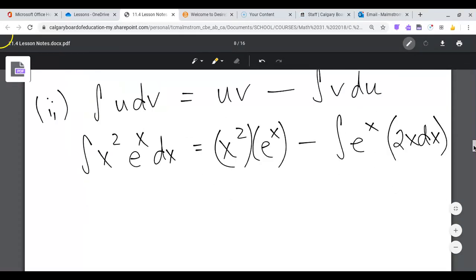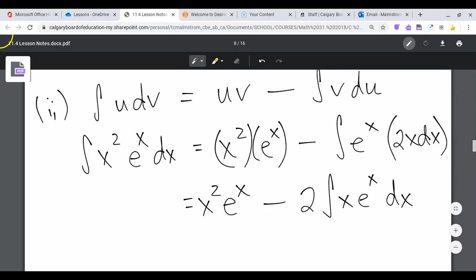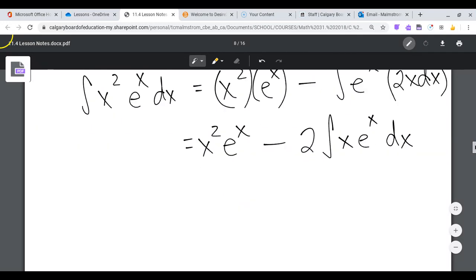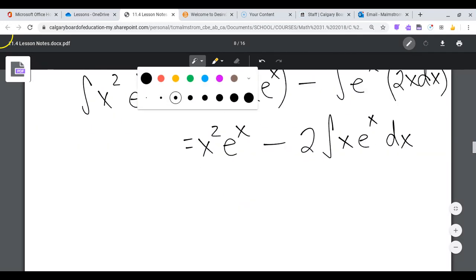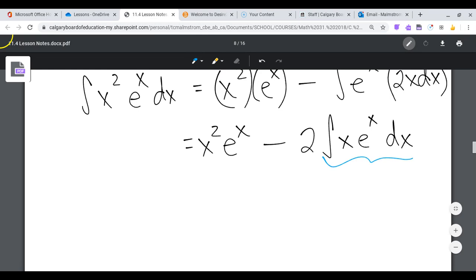All right. Is there anything that we could tidy up? We could pull this constant 2 out. Okay, so we have x squared e to the x minus 2 times the integral. Sorry, I just said we were going to put 2 in the front and then I didn't write it. Silly me. x e to the x dx. So I just like to write that in that order. Okay, so now we have to take this integral. And what we're going to see here is that we have another product. So we have to do the parts again.